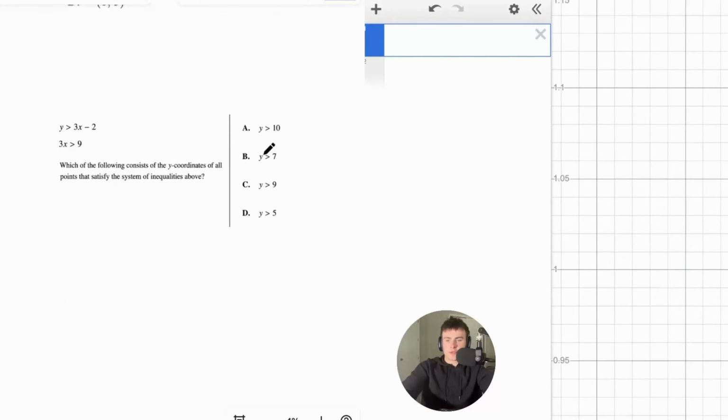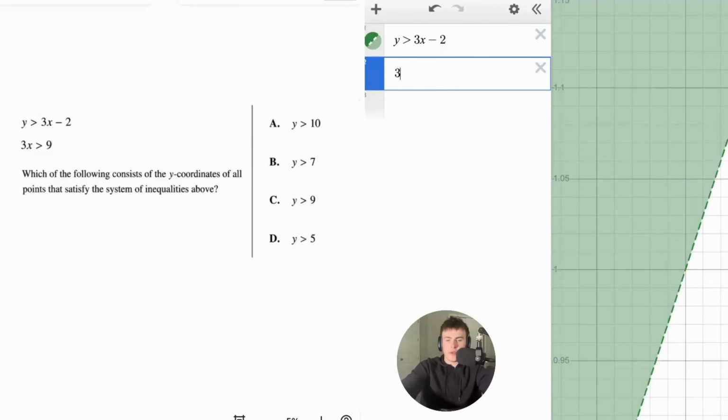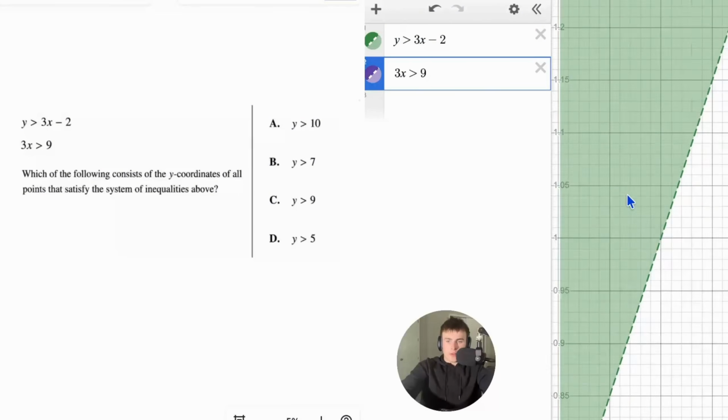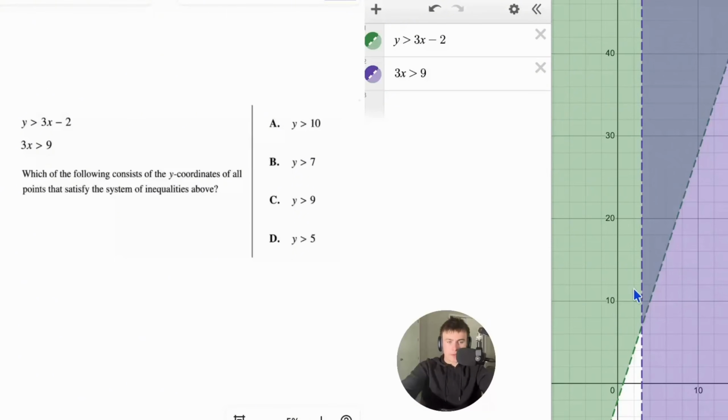Let's move on. This one says, which of the following consists of all the y coordinates of all the points that satisfy the system of the inequalities above? Okay, so we'll just graph the thing first. That is your rule of thumb. And then let's look at the inequality here. All the points are going to be in this double shaded region, and you want to find the y value that fulfills this, right? So let's see what this point is. The y value is 7.